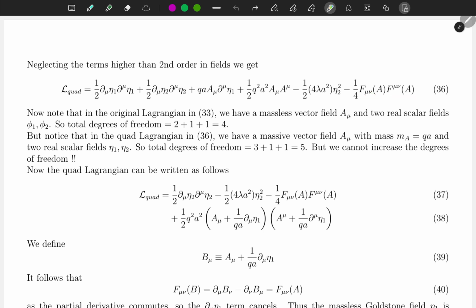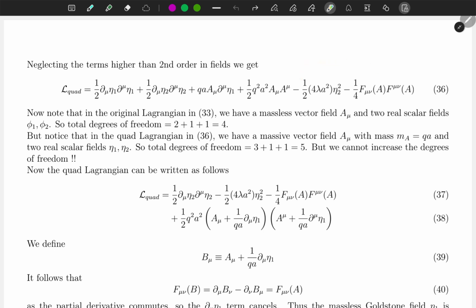So you can see this one term that involves the eta 1 and mu fields. This term is called the mixing term, where the scalar field eta 1 and the gauge field mu mix. And this term is the mass term of the eta 2 field.